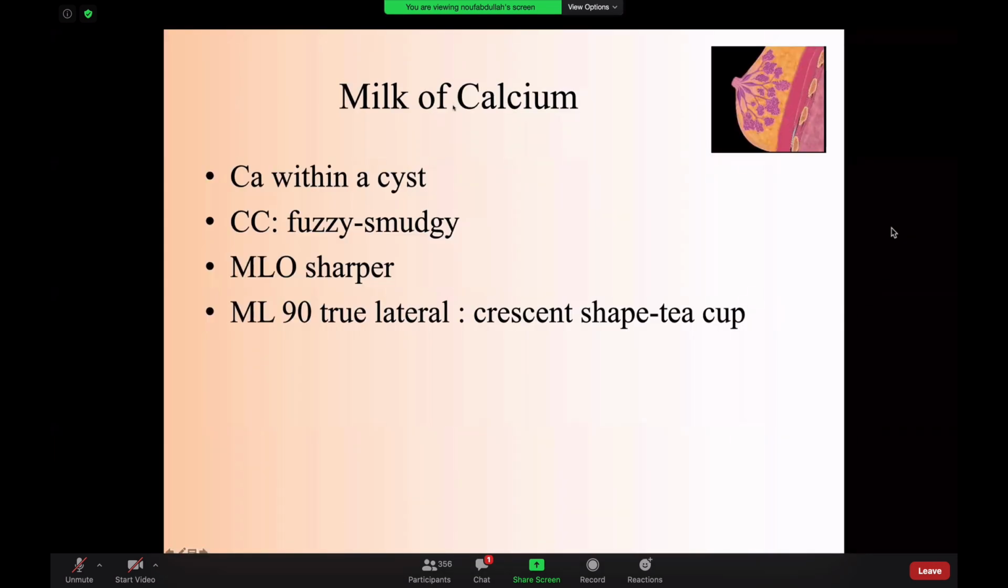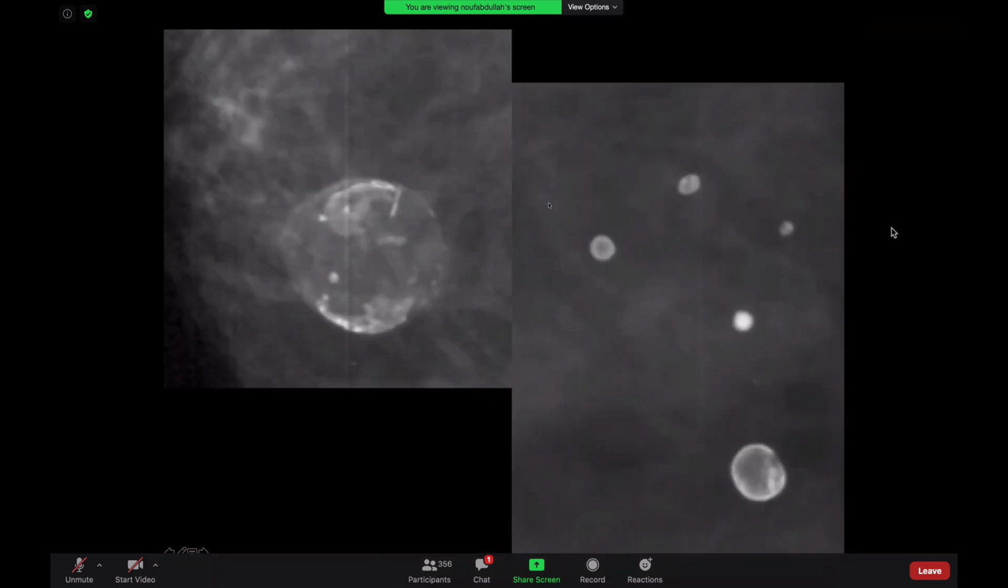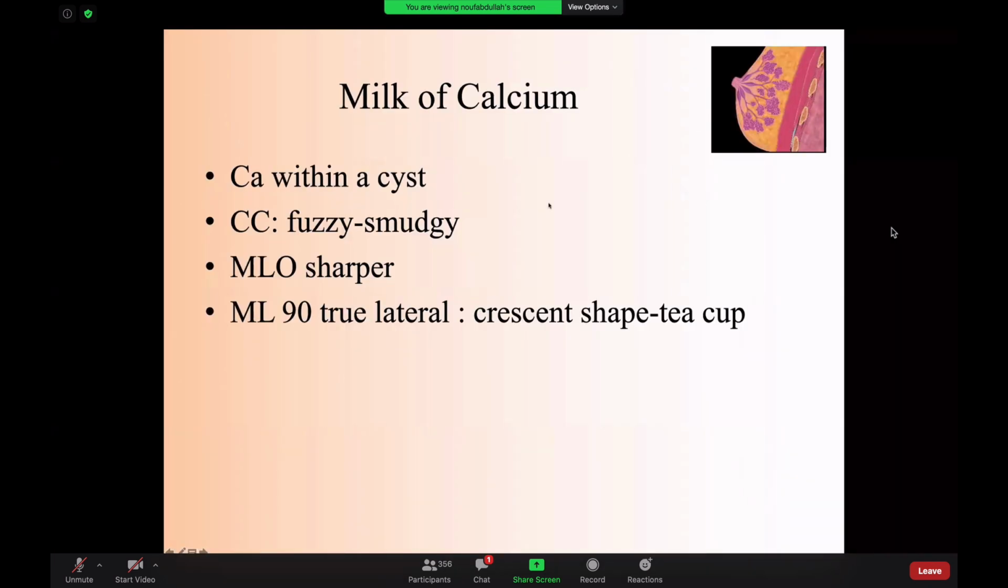Milk of calcium, very important, guys. Why? Because milk of calcium can look like something suspicious. So you need to think about something. As we said before, once you see microcalcification in the breast, and these don't follow the distribution of benign, so they are not scattered, they are not diffuse, your next step is you have to do what we call magnification view on CC and true lateral magnification view. Why? Because I want to find milk of calcium.